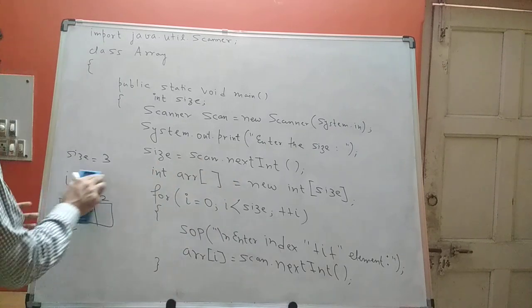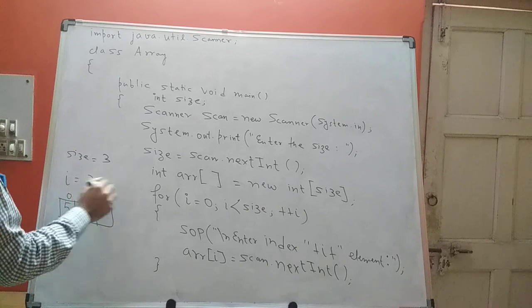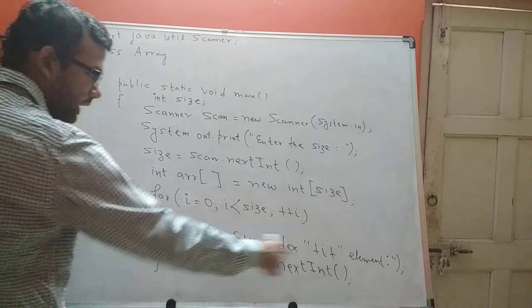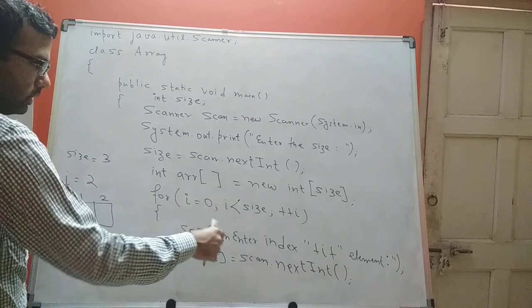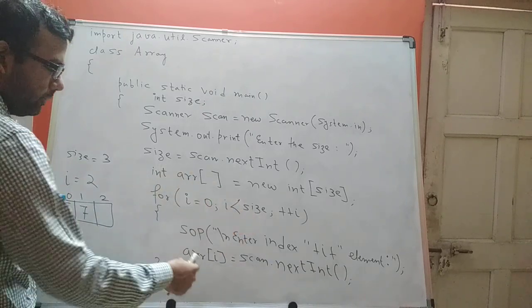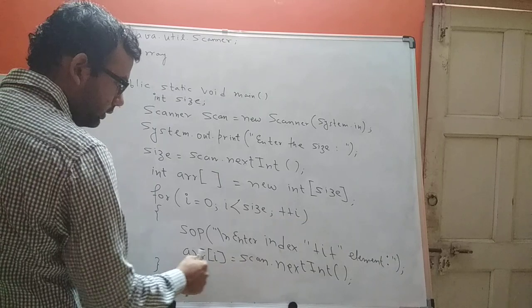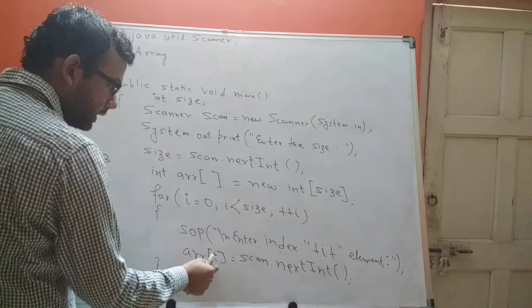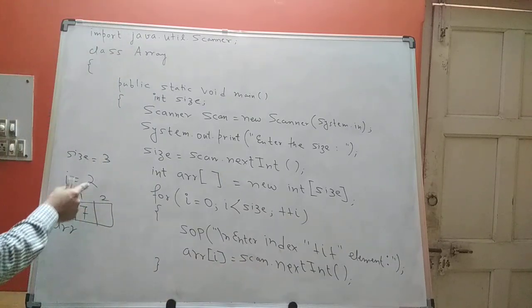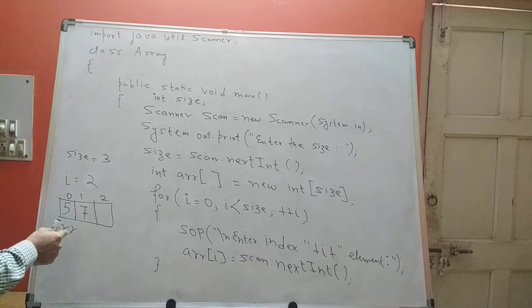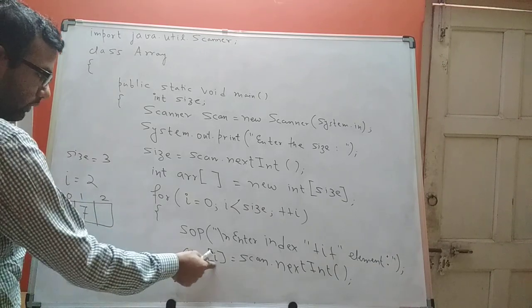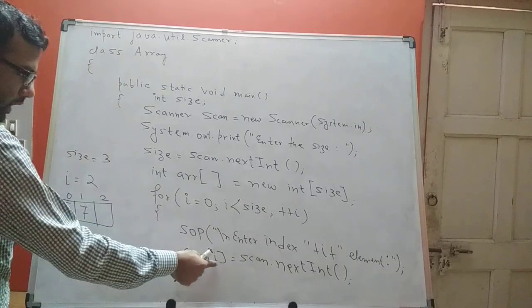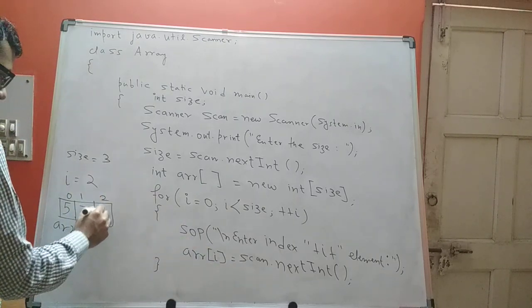Then again you go back up. The value of I becomes 2. 2 is less than size. The statement is printed, enter index 2 element. Now let's say the user enters 12, and that 12 will be stored where? It will be stored at the ith position of ARR. So what is the current value of I? The current value of I is 2. So the ith position means this position. So it will be stored at ARR of 2. I is 2. So ARR of 2 will get the value of 12.